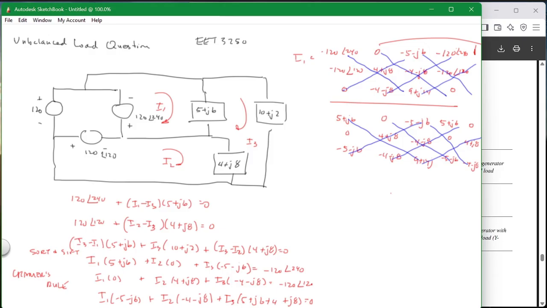You've got a numerator over a denominator with complex numbers, which you can crank out because you learned how to do that. That's all this is. You get a numerator over a denominator, there's your I1, and you do your I2 the same way, and your I3 the same way, and you're done.